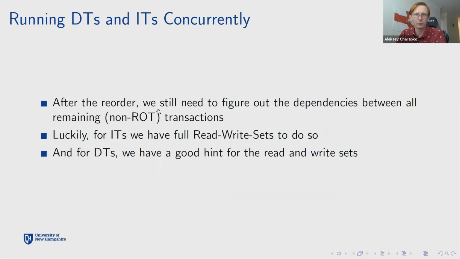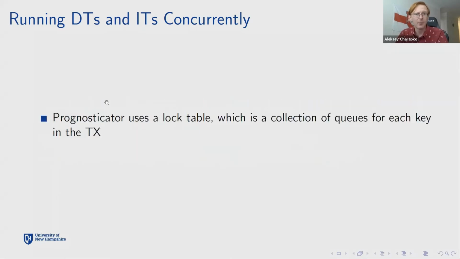Okay, here I reiterate what I just said. The way the Prognosticator system runs these transactions is by using a log table, which I wouldn't say is a state-of-the-art thing to think of. Let's use logs. But their log table is really not a single log. It's more of a collection of queues, one for each key in all of the transactions in a batch.